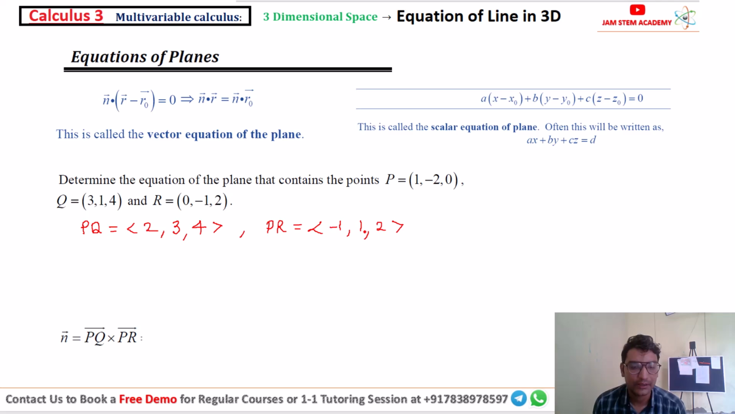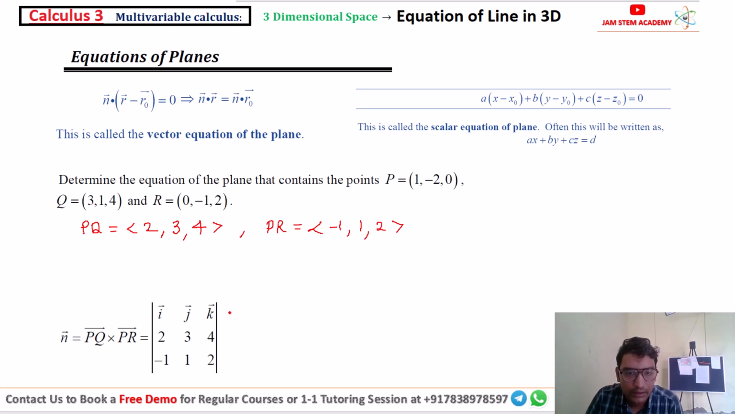Now take the cross product. You know how to take the cross product? Just write these in determinant form: 2, 3, 4, minus 1, 1, 2, and leave the row and column corresponding to i cap. Find the determinant of 3, 4, 1, 2. What is that? 3 times 2 is 6 and 4 times 1 is 4. So 6 minus 4 is 2, so 2 i cap. Similarly for negative j cap and so on.